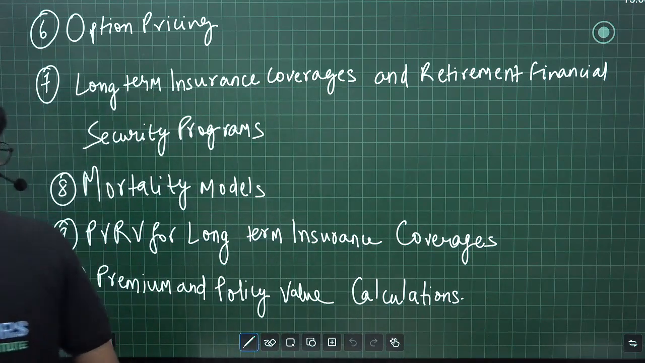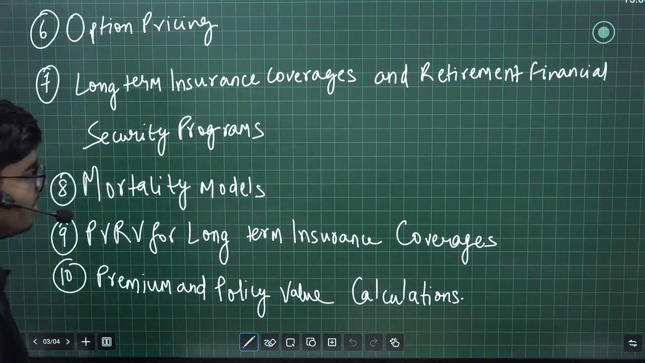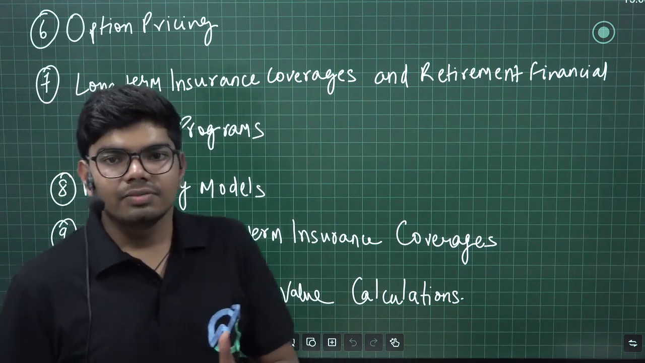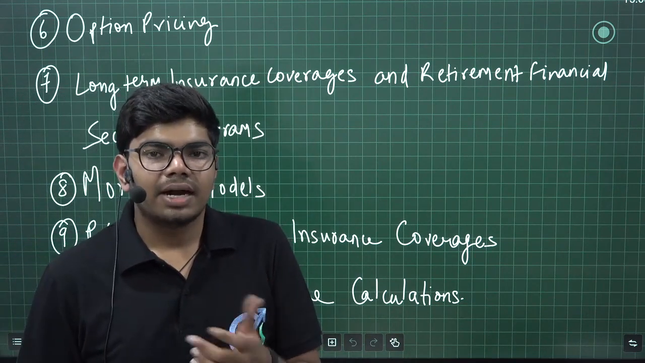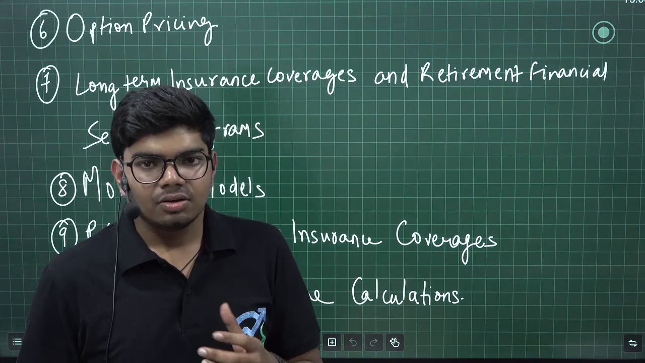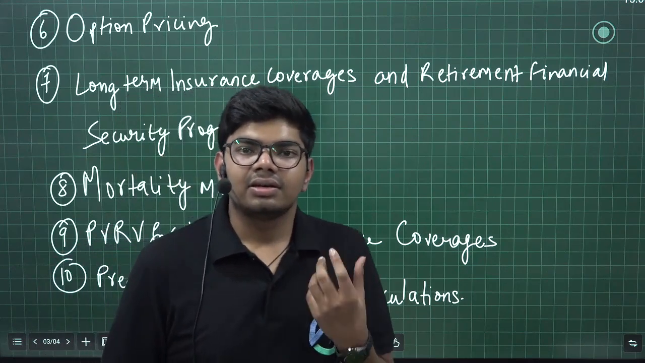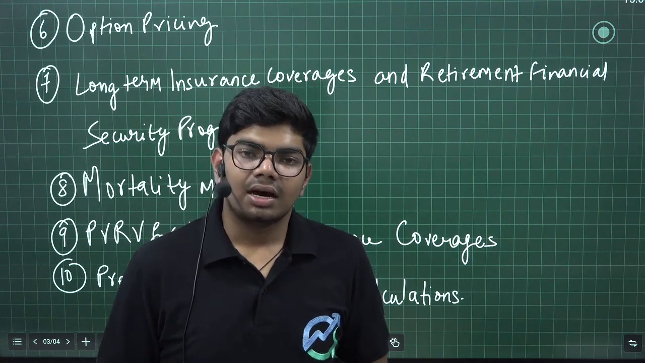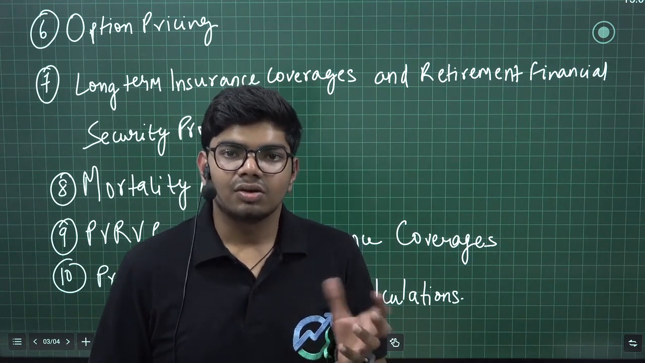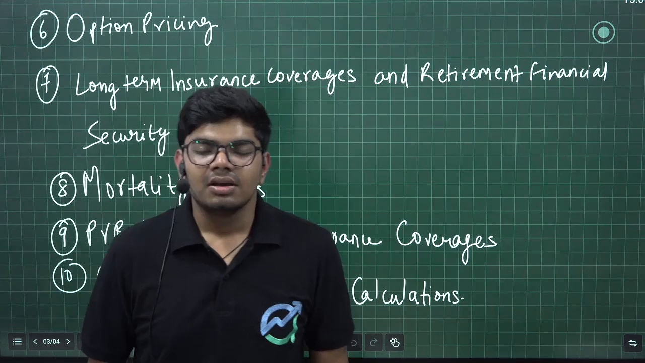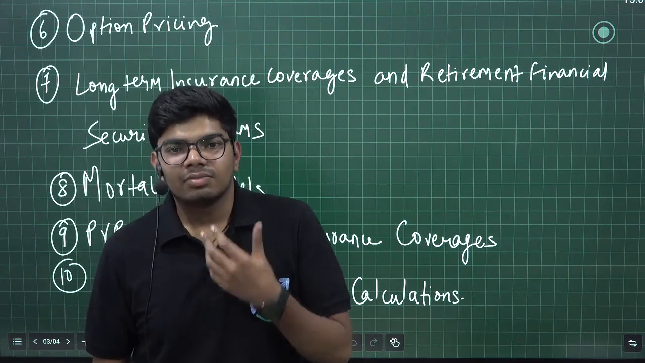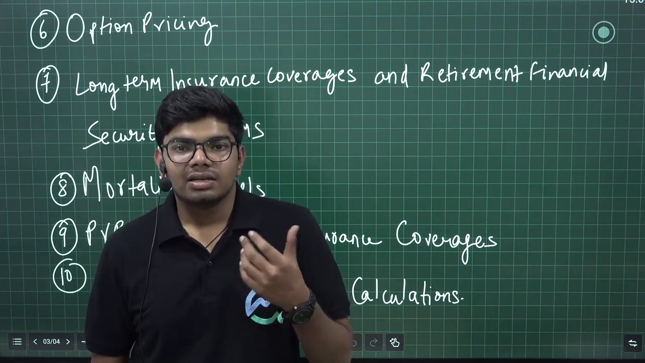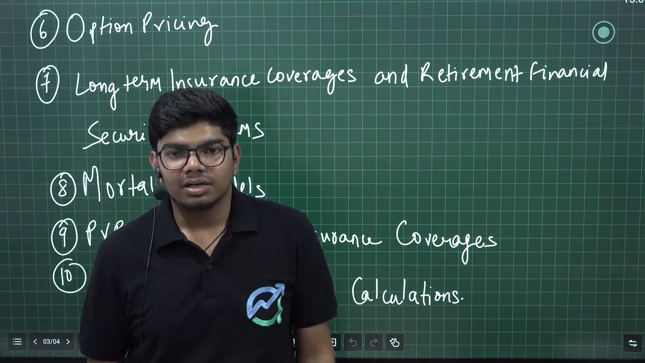Next, you have mortality models. Under the mortality models part, we would be dealing with the data provided by the regulator. Obviously, every single regulator in the country provides some kind of data to the insurance company, and we will see how to use that data to price a particular insurance policy. We will be calculating the mortality models and predicting the future lifetime of a particular person.